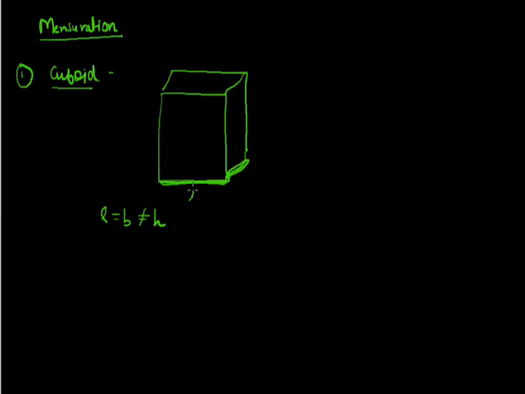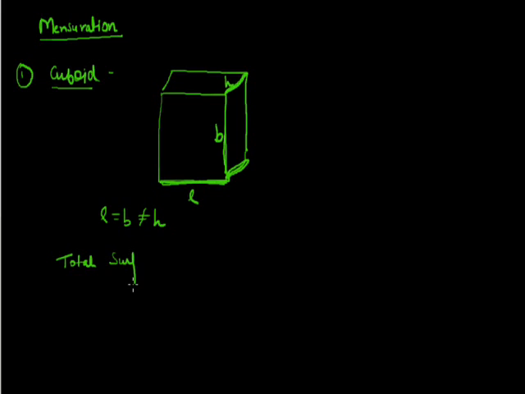So in a cuboid, we consider this as the length, L, this part as the breadth, and this as the height of the cuboid. So the length, breadth and height should be different. Then only this figure is known as a cuboid. Else if length, breadth and height are the same, then it is known as a cube. Now we'll see how to find the total surface area of the cuboid.